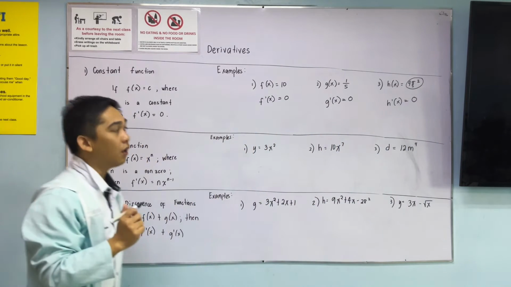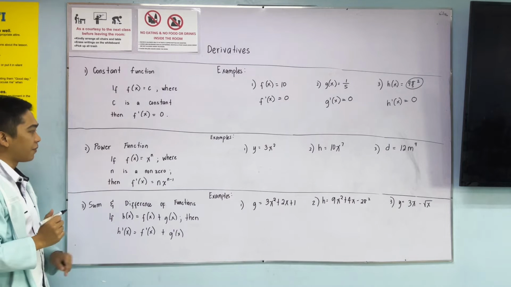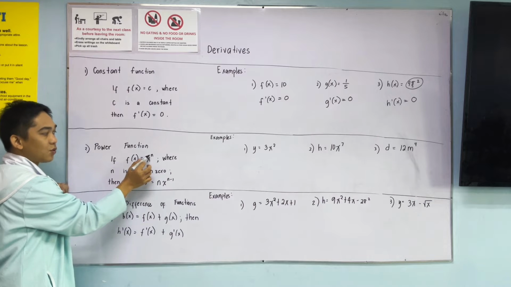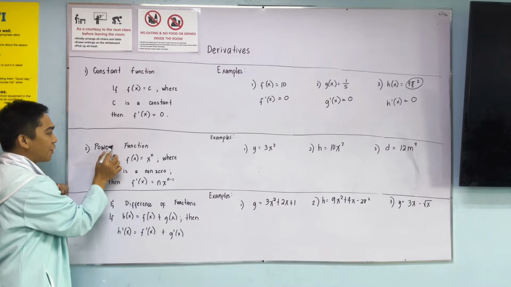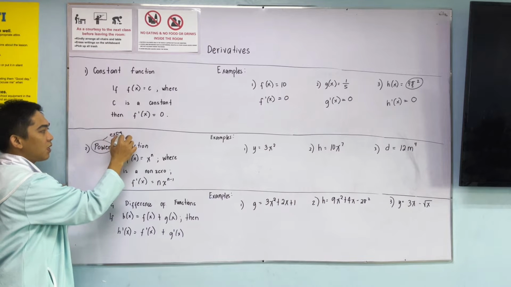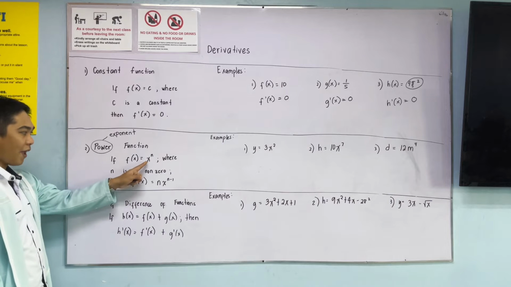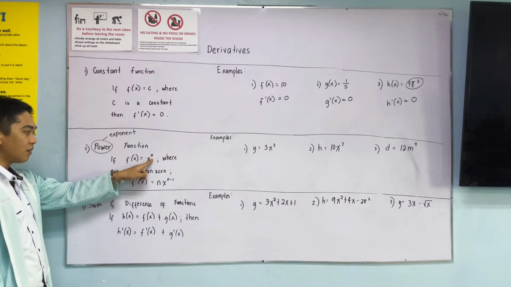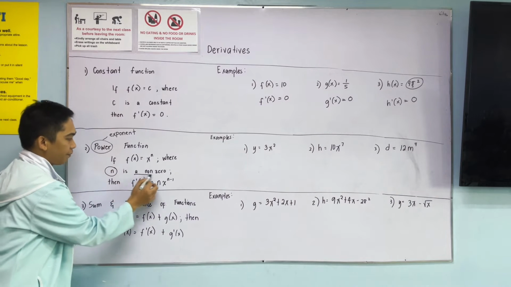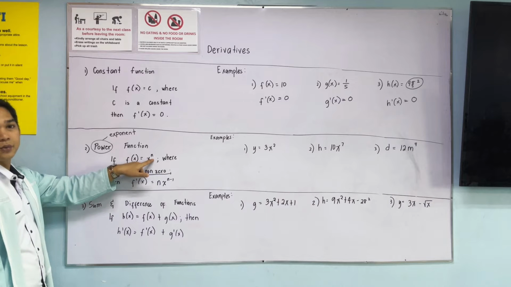Okay? Next, derivative of a power function. If f of x is equal to x raised to n, so another term for power is exponent. So we will be dealing with the exponent. So if we have x raised to n, where n is non-zero, meaning our exponent must not be equal to 0.